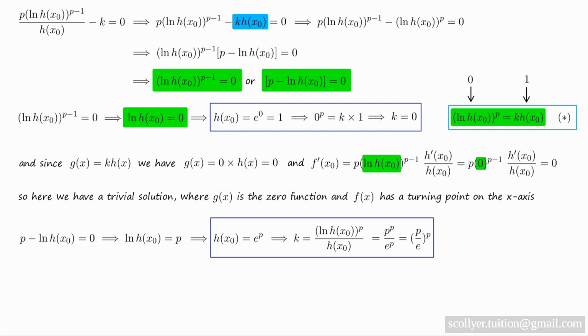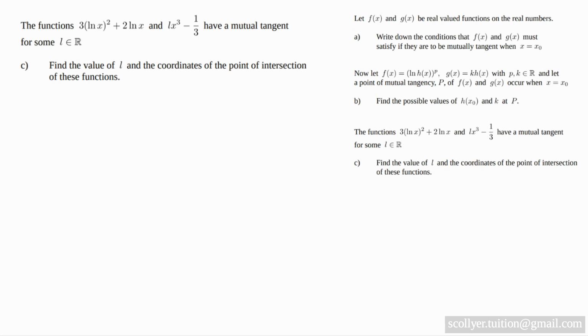And so in the blue boxes we have the two possible values of h of x sub 0 and their associated values of k. The functions 3 times the square of the log of x plus 2 log x and lx cubed minus 1/3 have a mutual tangent for some real L. Part C. Find the value of L and the coordinates of the point of intersection of these functions.